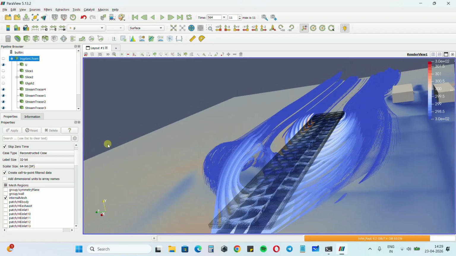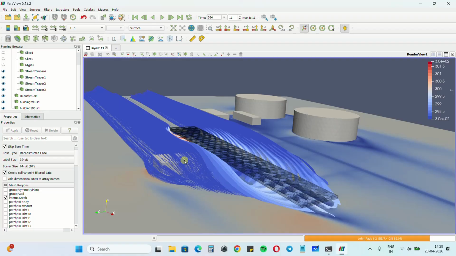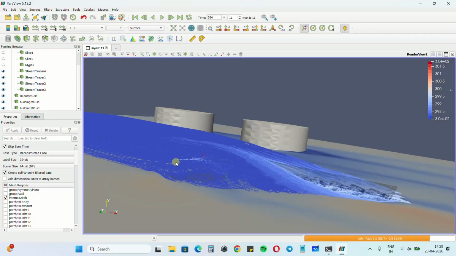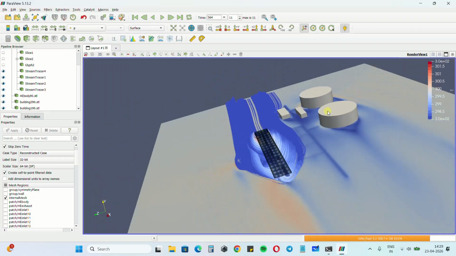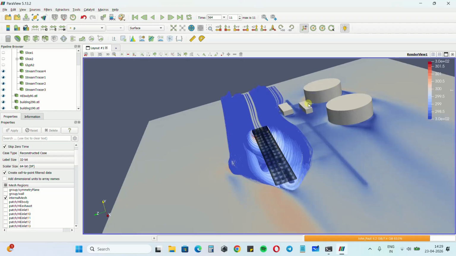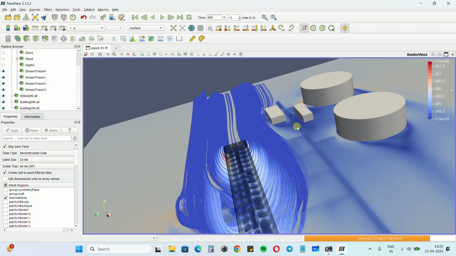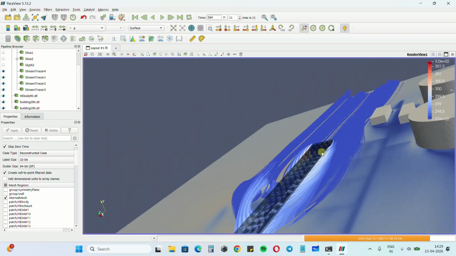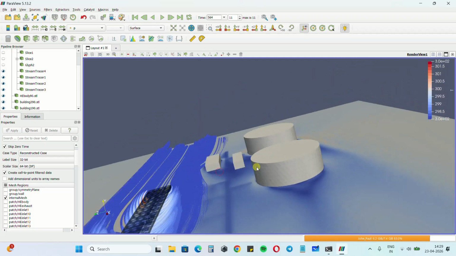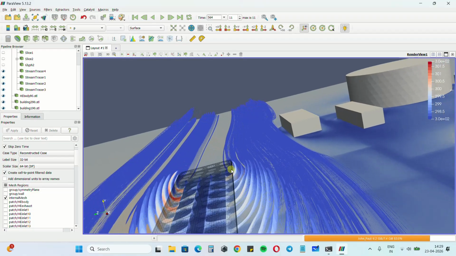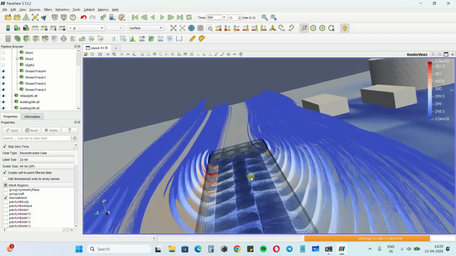And you have this building here which is also affecting the incoming flow. So when you have a wind direction which is inclined at some angle and over the storage tanks, then that can be interesting to investigate. Okay, it looks very cool.